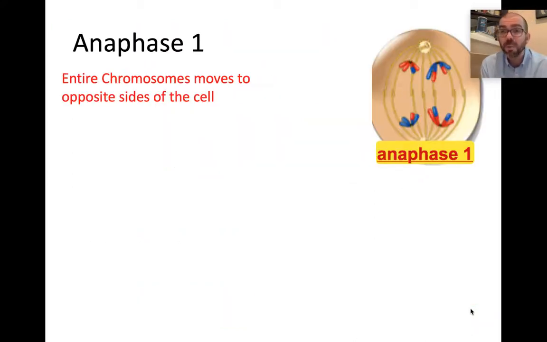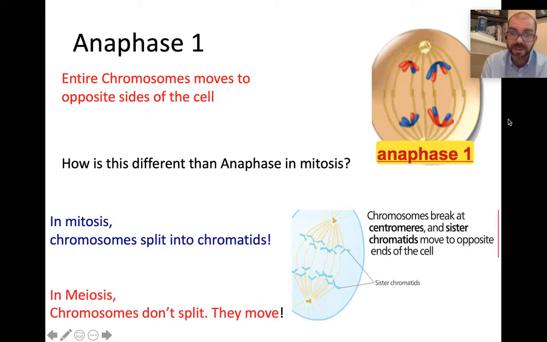So we get to anaphase 1. Notice with anaphase 1 compared to mitosis, an entire chromosome is moving to opposite sides. In mitosis, it was only 1 chromatid. So now this cell's going to have 2 chromosomes, and this cell's going to have 2. So how is this different? We have an entire chromosome moving. Why is this a big deal?